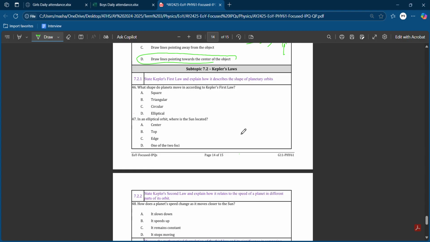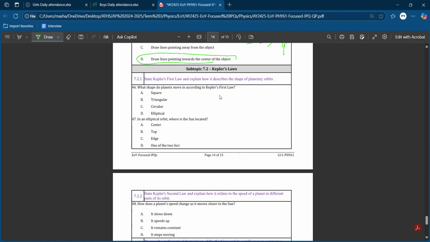So what shape do planets move in according to Kepler's first law? Before we start with the question, I want to give you a glance about Kepler's laws. All planets orbit the sun in elliptical paths. The sun is at one focus, not at the center. And the last one, the orbit may look nearly circular, but it's an ellipse.